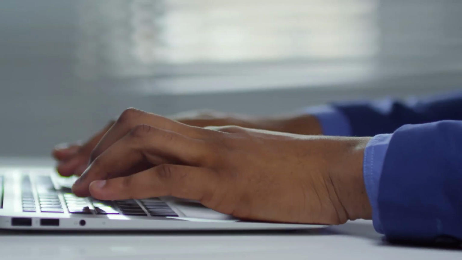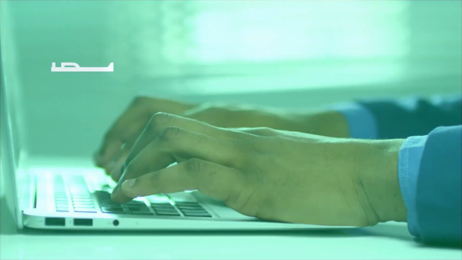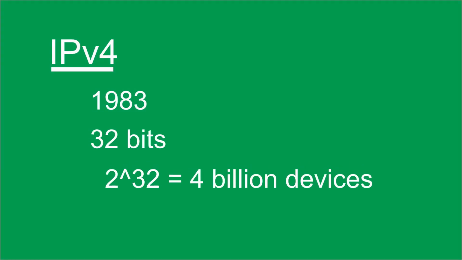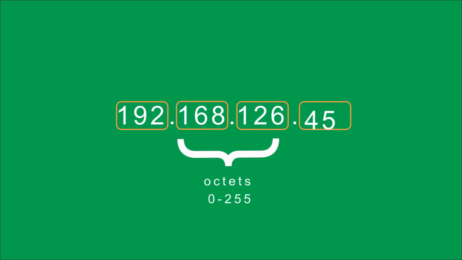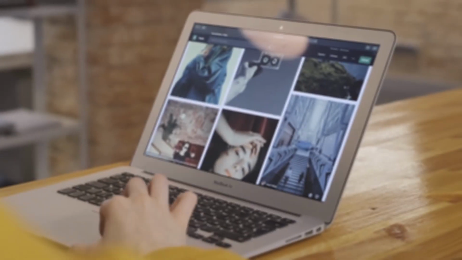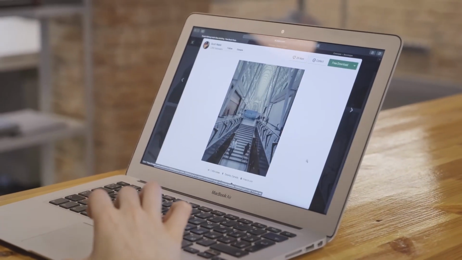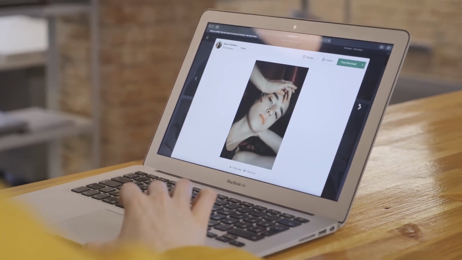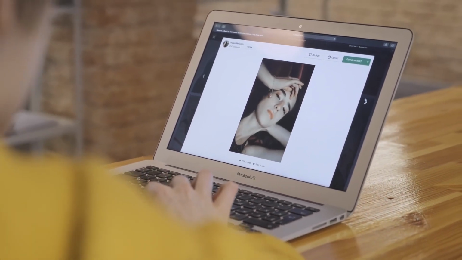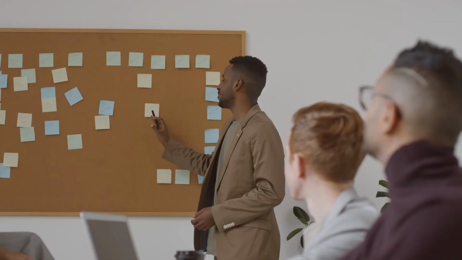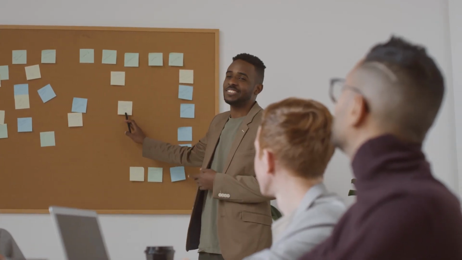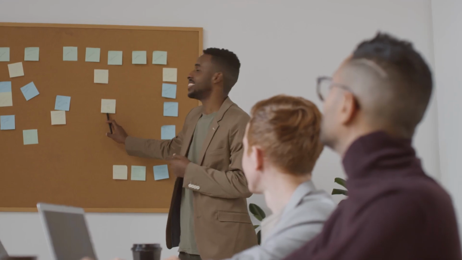There are two versions of the IP address that are currently in use. IPv4 was first deployed in 1983. It is 32 bits long and can support just over 4 billion devices. The address itself is made up of four 8-bit segments, known as octets, that can range anywhere from 0 to 254. By the 1990s, with the rise of the World Wide Web, it was foreseen that IPv4 would be incapable of accommodating the ever-growing number of internet devices. And so, plans were made for a new version of the Internet Protocol.